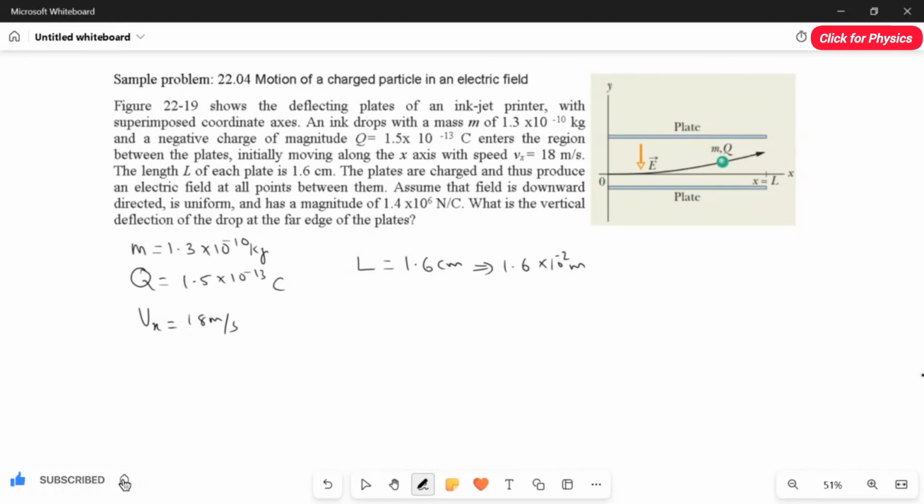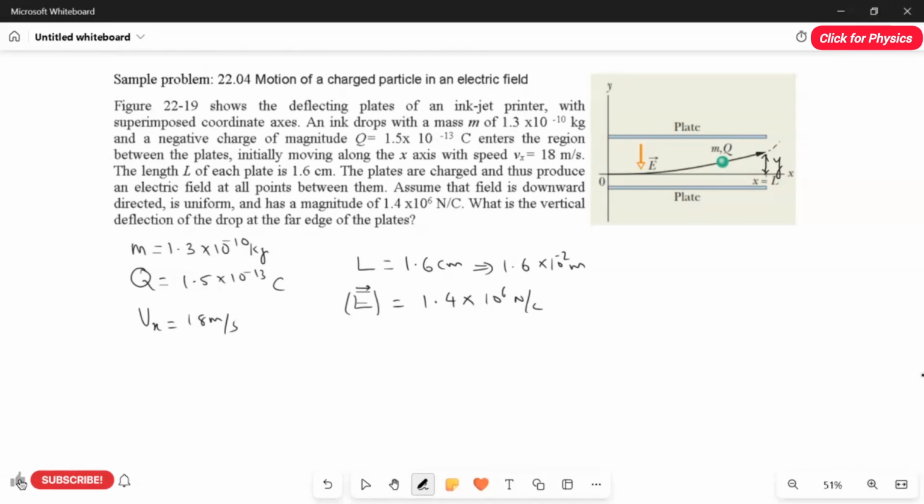And between the two plates, we have the uniform electric field lines, which start from positive charge to negative charge. That means the top plate is positive and the bottom plate is negative, and its field strength is given: the electric field magnitude is 1.4 × 10^6 Newton per coulomb. Now, when these droplets travel between the plates, they will be deflected towards the edge of the plates. That means we are going to find the value of y, because this droplet is moving in the y direction. It will be going like this.